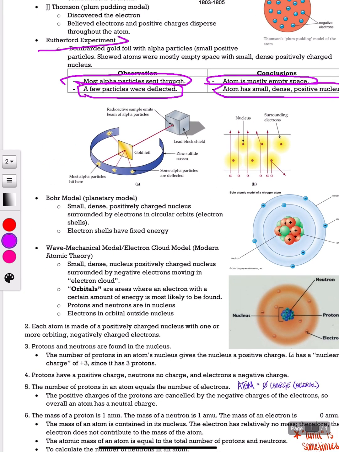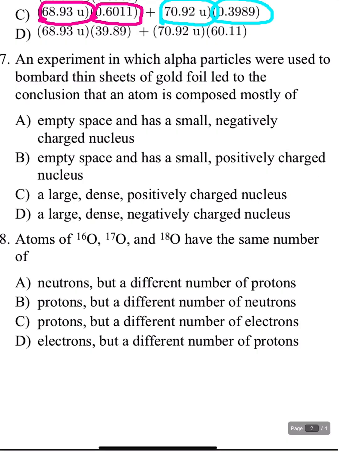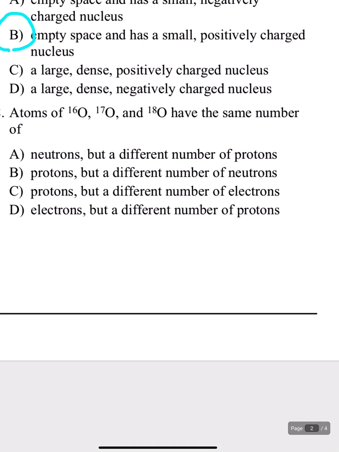So that is Rutherford's experiment, the Goldfoil experiment. So for this answer, that would be B. Mostly empty space and has a small, positively charged nucleus.